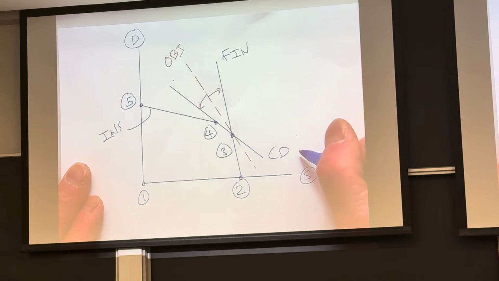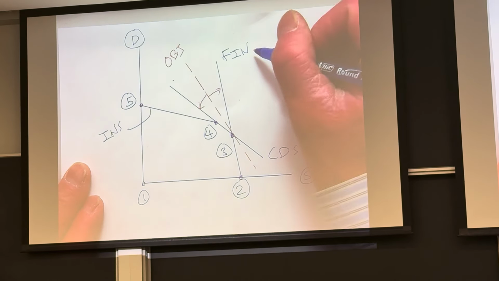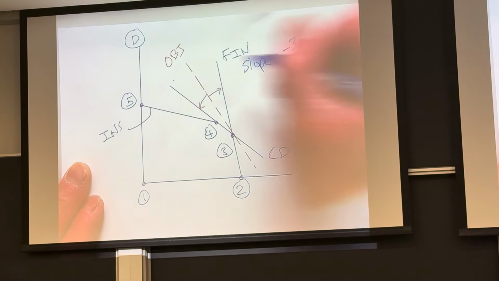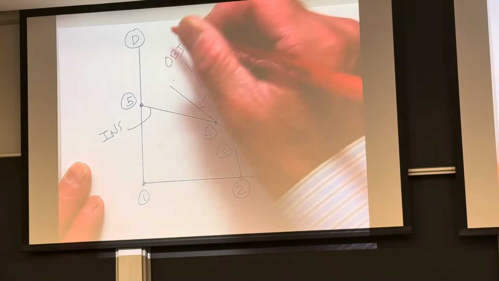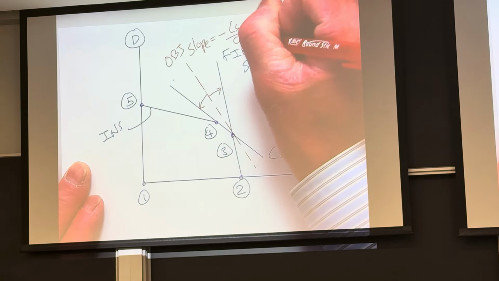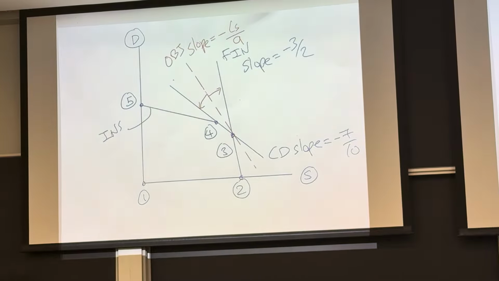Now we can also calculate and put the slopes in, and I'll show you how to calculate them in a second. The cut and dye constraint has a slope of -7/10. Finishing has a slope of -3/2. The objective has a slope of -CS/9. And the inspection, we don't really need it because you can see it doesn't do anything. We just want the objective between finishing and CD.